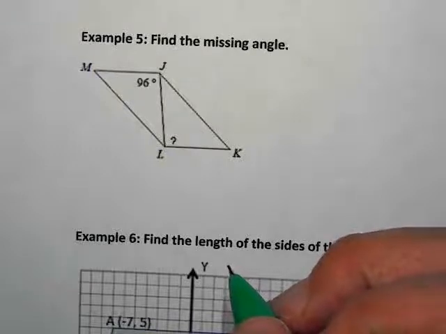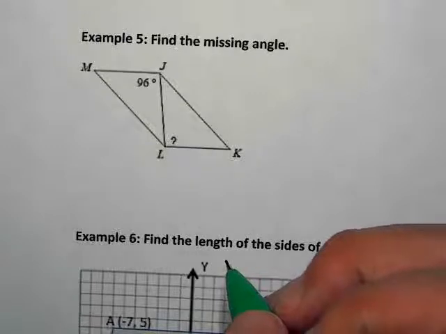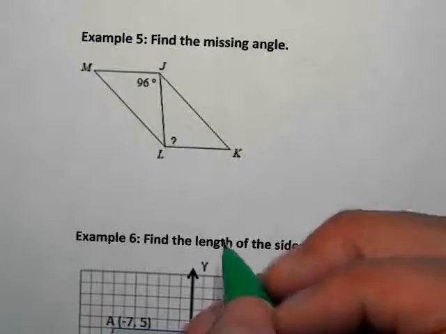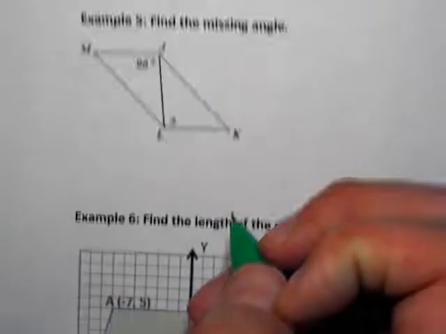Consecutive angles are supplementary. No. Consecutive angles are equal. No. They have the same length. Yes. Sam.